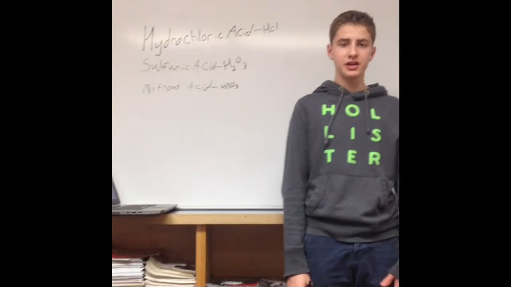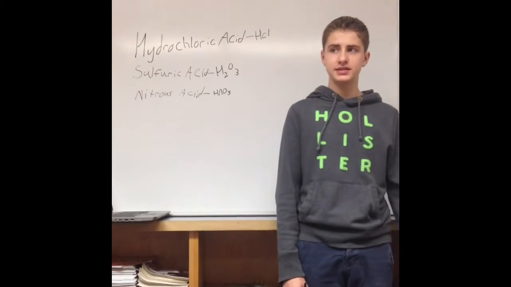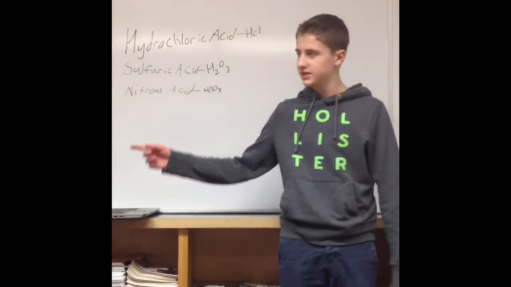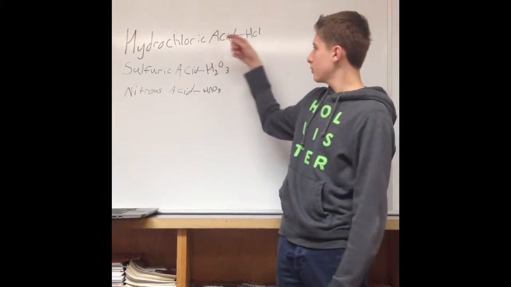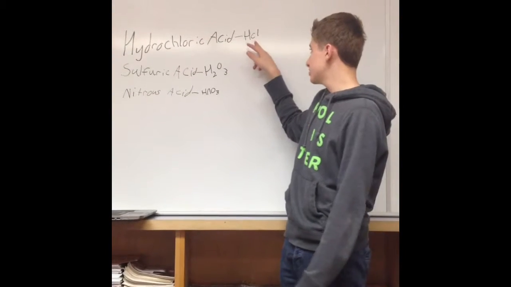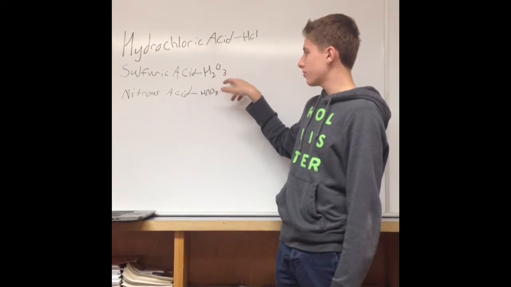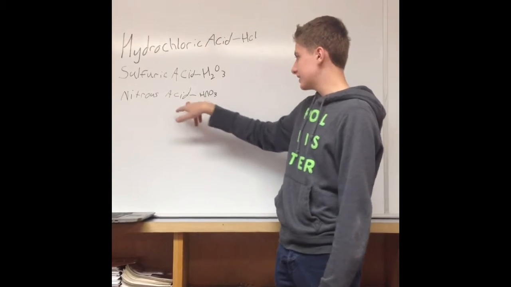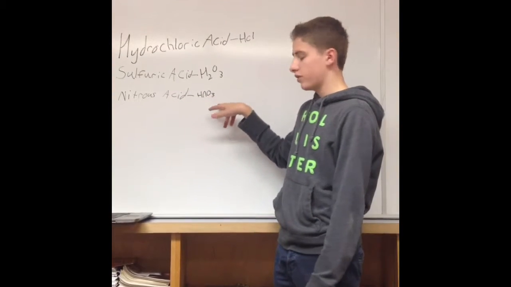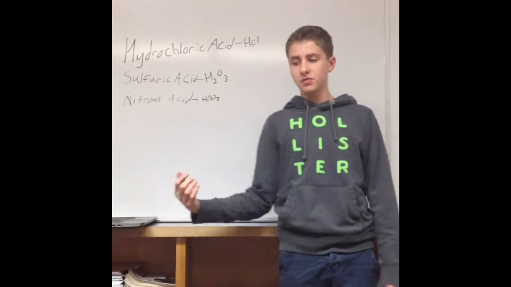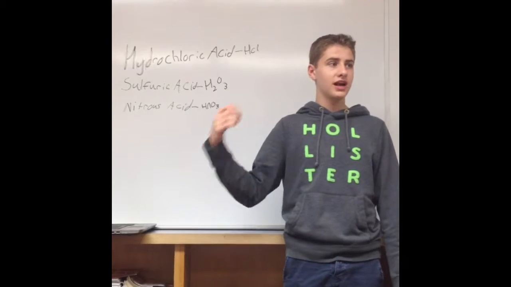Right, so today we're going to learn about acids and bases. So some examples of acids are hydrochloric acid, whose chemical formula is HCl, sulfuric acid, which is H2SO4, and nitric acid, which is HNO3.